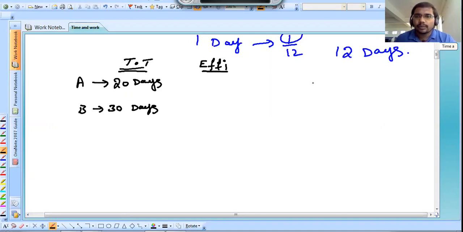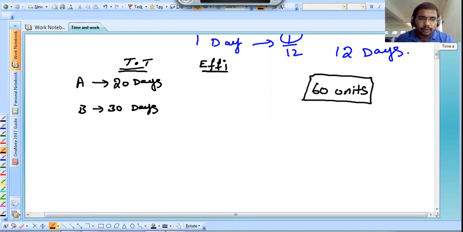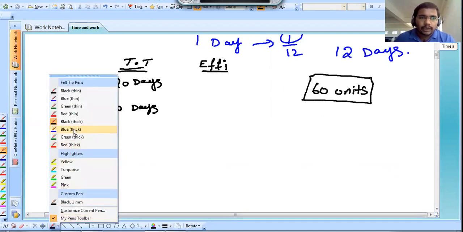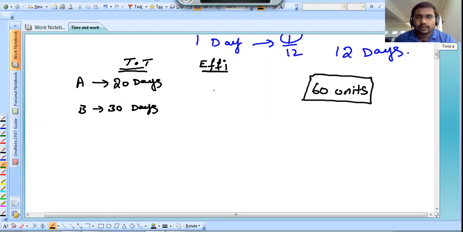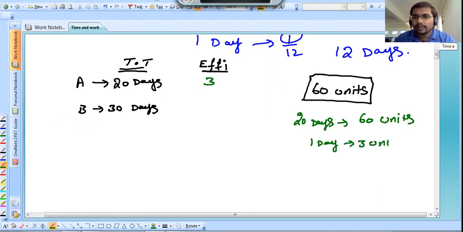See, here assume the total work is 60 units. The 60 units are given to A. Then how many units will A complete in 1 day? 3 units, because 60 units in 20 days means 3 units per day.